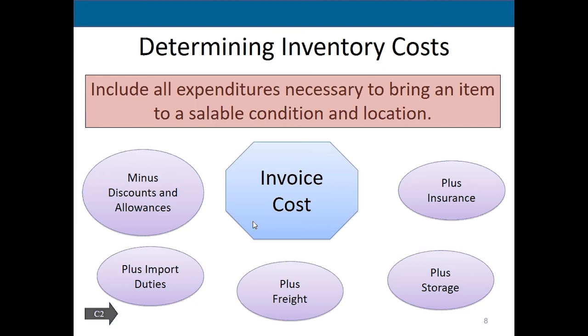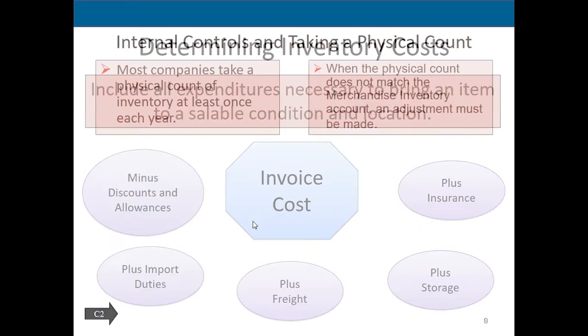Plus any insurance that it takes to get it to you, plus any import duties if you're bringing it from overseas, plus any storage of the inventory. If you have to store it in a warehouse for a while before you can bring it into a resaleable condition, storage is a cost of inventory, and then plus freight. Freight obviously is that one exception if it happens to be FOB destination.